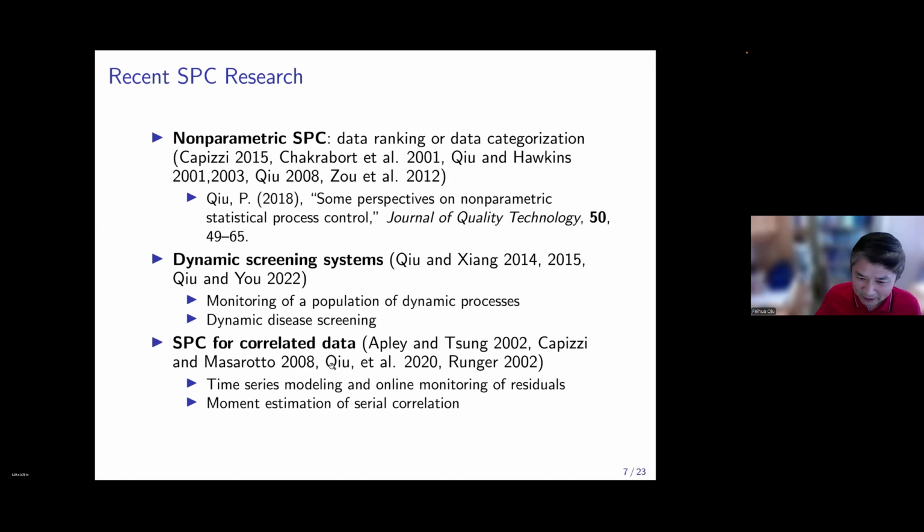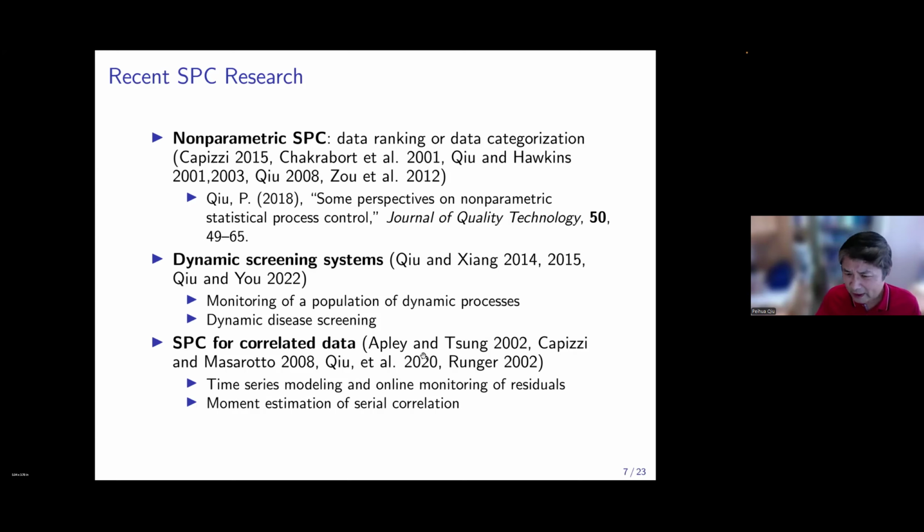And so I myself have written a sequence of papers already. We try to get rid of the time series models. We try to use a moment estimation of serial correlation. And moment estimation is non-parametric. We didn't put any parametric models to describe the autocorrelation.